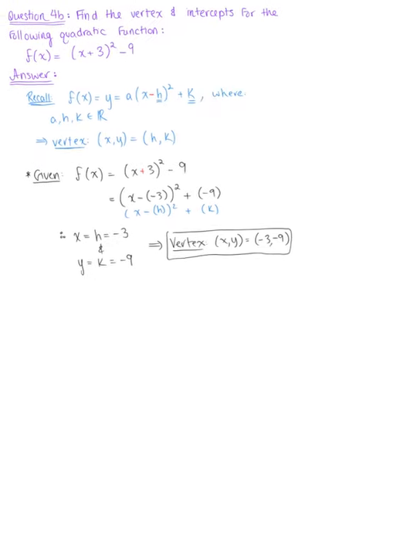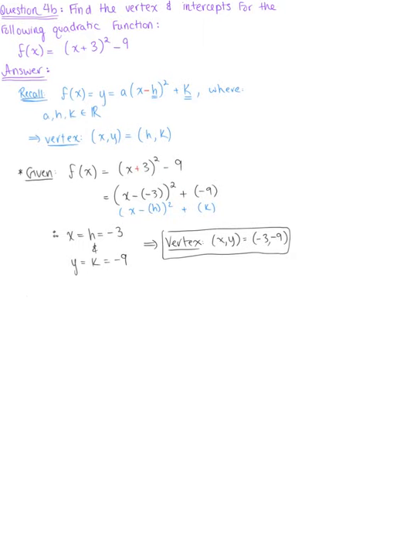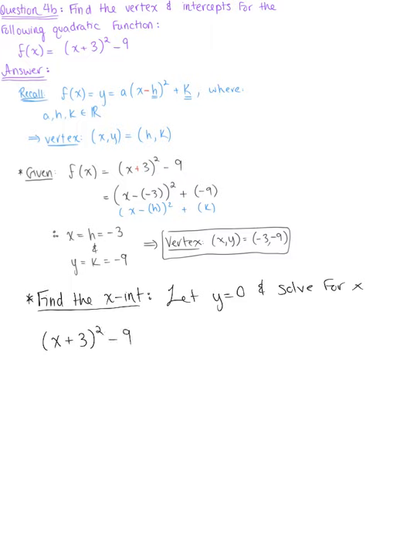We want to go ahead and find the intercepts. So we'll start with finding the x-intercepts. And we want to recall that to find an x-intercept, we're going to let y equal 0 and solve for x. So we have our given expression, (x + 3) squared minus 9 is equal to 0. And now we're ready to start solving for x.